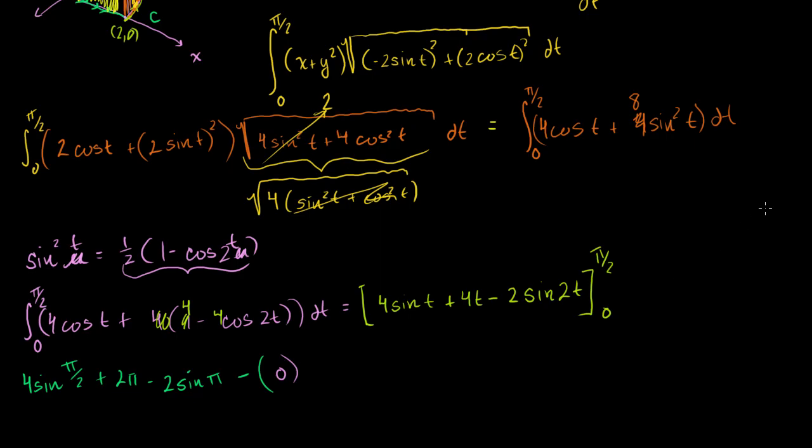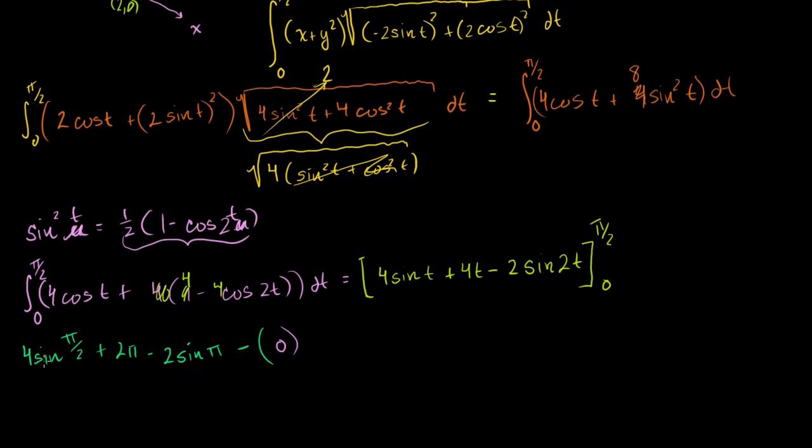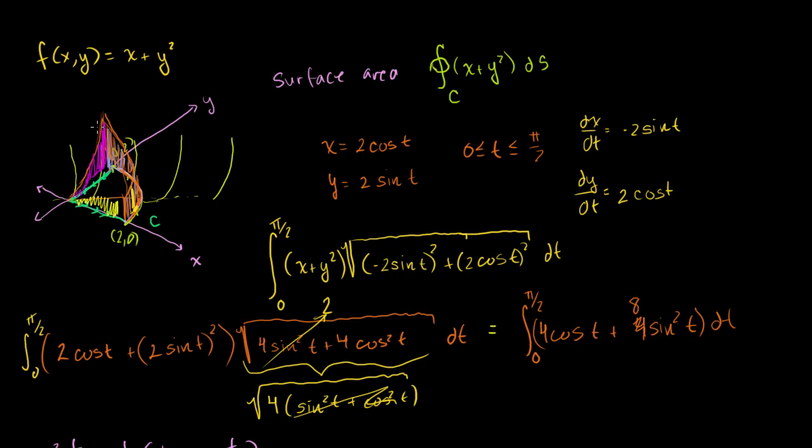And then what do we have here? Sine of pi over 2. In my head, I think sine of 90 degrees, same thing. That is 1. And then sine of pi is 0. That's 180 degrees. So this whole thing cancels out. So we're left with 4 plus 2 pi. So just like that, we were able to figure out the area of this first curvy wall here. And frankly, that's the hardest part.